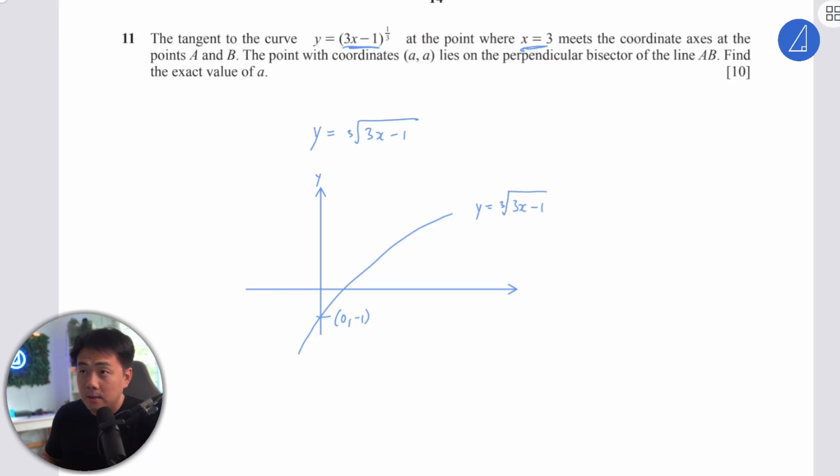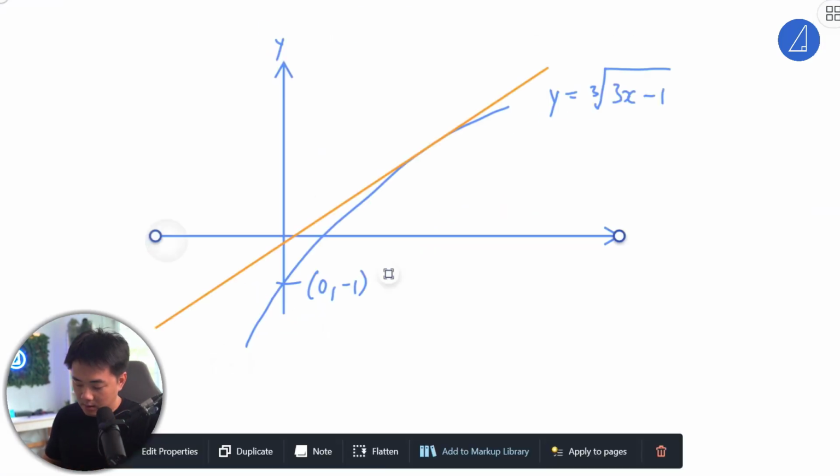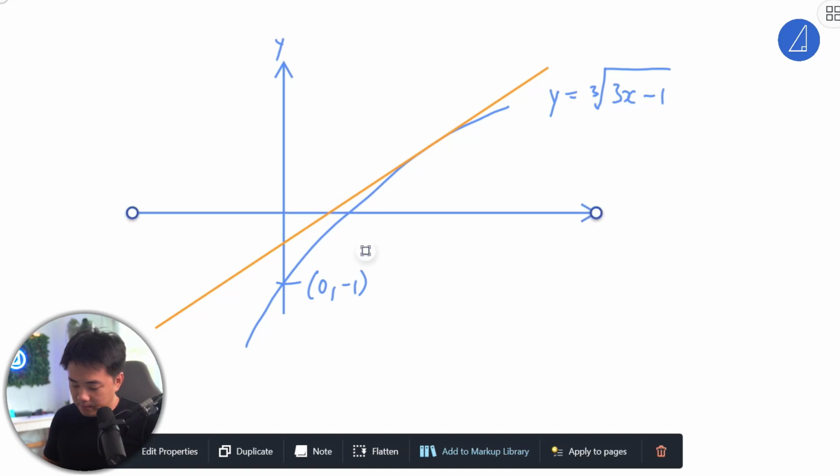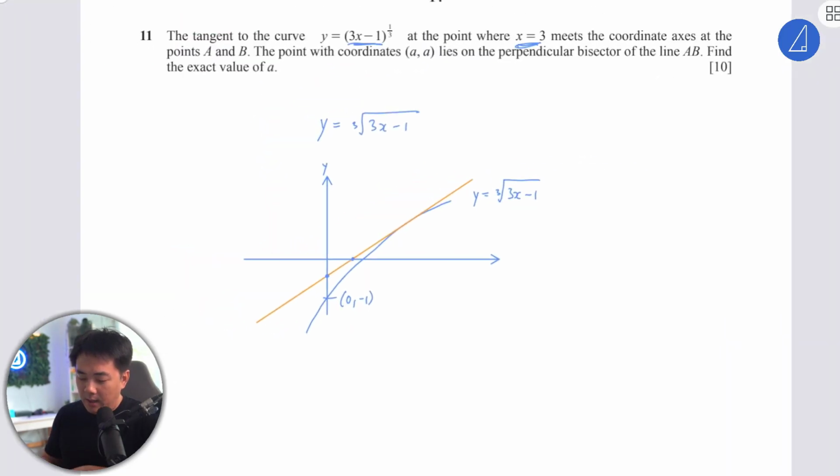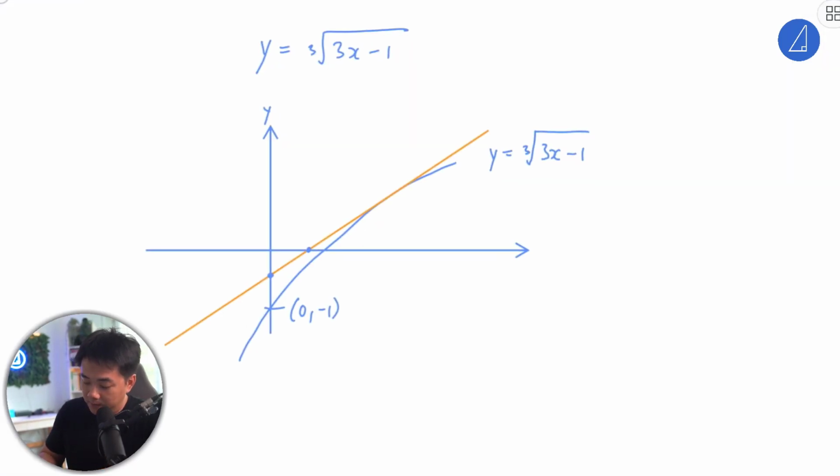At point 3 equals to x, it meets the coordinate axes at points A and B. So essentially, if I were to draw x equals 3 here, I'm not sure where the x is here. It says it meets at A and B here, so say it's roughly here. This is A, it doesn't matter which is A and B. And the point A lies on the perpendicular bisector of the line AB. So we need to form the perpendicular bisector equation, right? So slowly, this is 3. Here is 3. So when x is 3, we can actually solve for the y value.